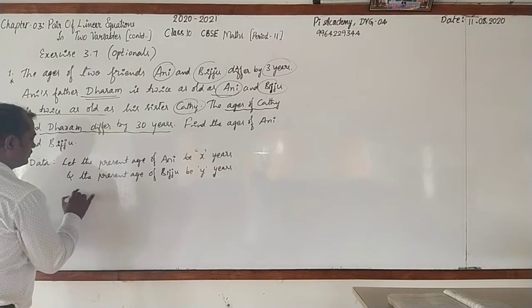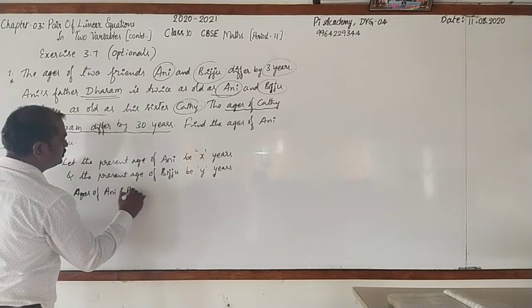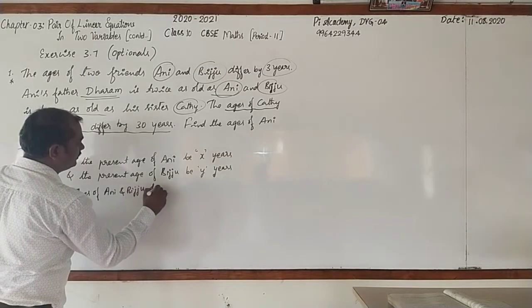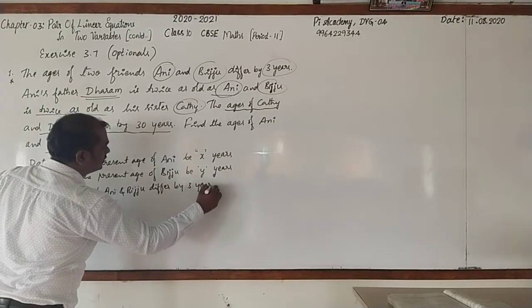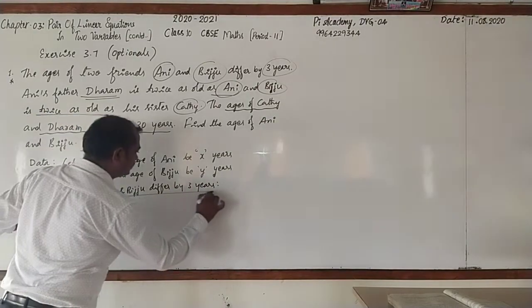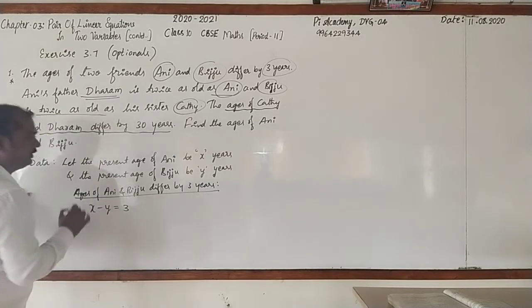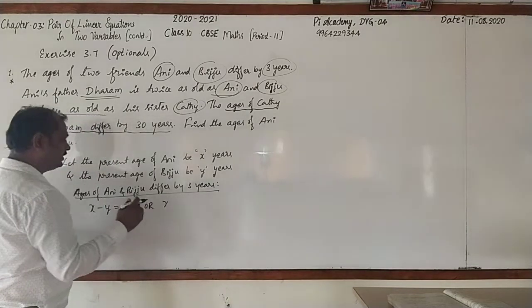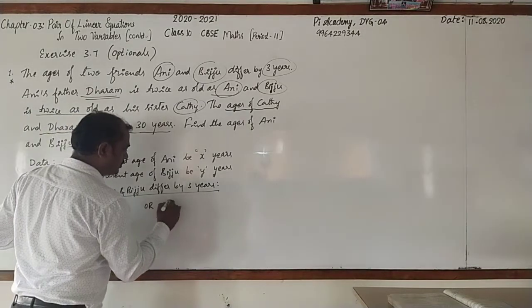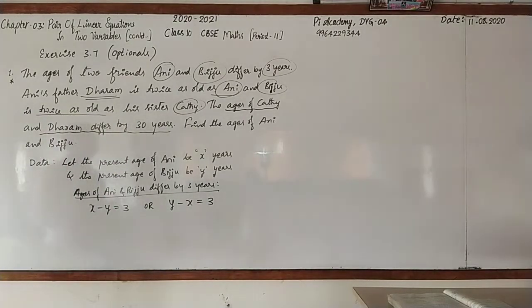The ages of Ani and Biju differ by 3 years. Let us convert this into an equation. It may be x minus y equal to 3, or even it may be y minus x equal to 3, nothing but minus x plus y equal to 3. These are the two possibilities.